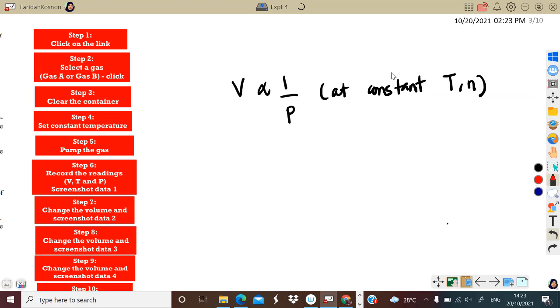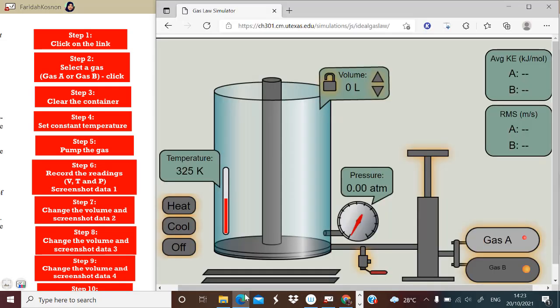So you can see here, we have to set the temperature constant. Jadi temperature tu kita kena pastikan constant. So that's why kalau you tengok kepada step number 4 yang saya dah ringkas tadi ni, we have to set the constant temperature. And if you refer to the procedures, dia ada mention constant temperature itu kita kena set. Kita kena set within dalam satu julat. Julat dia adalah from 250 to 300 Kelvin.